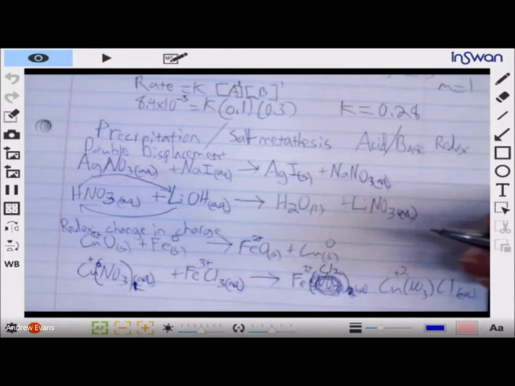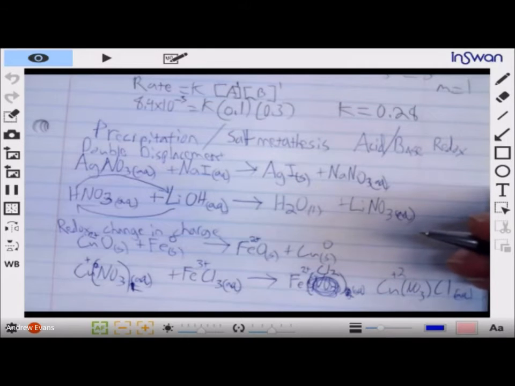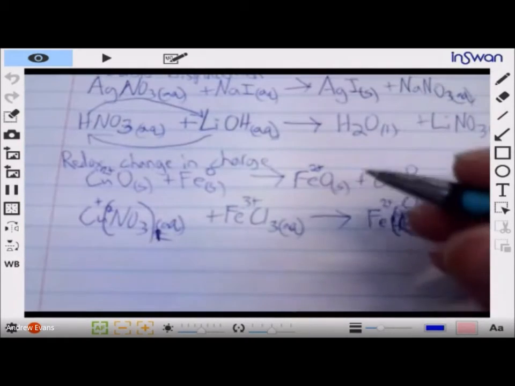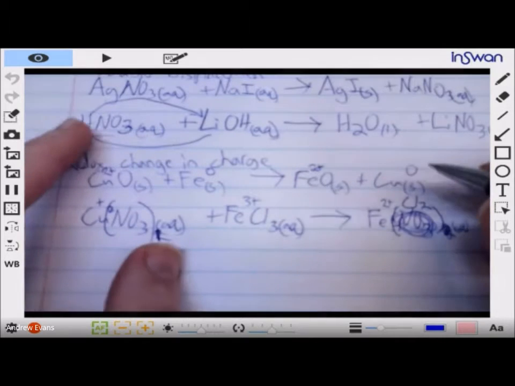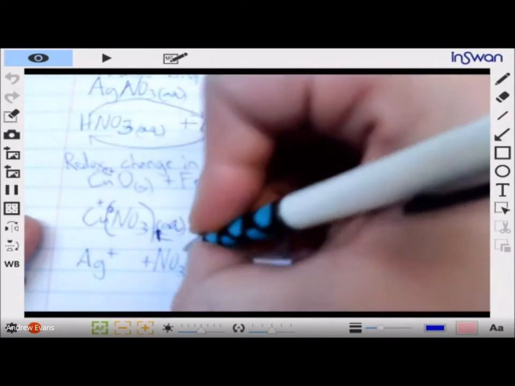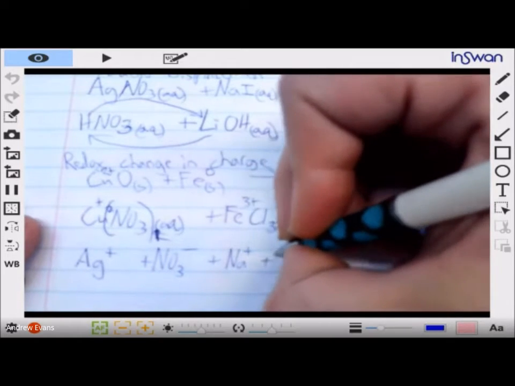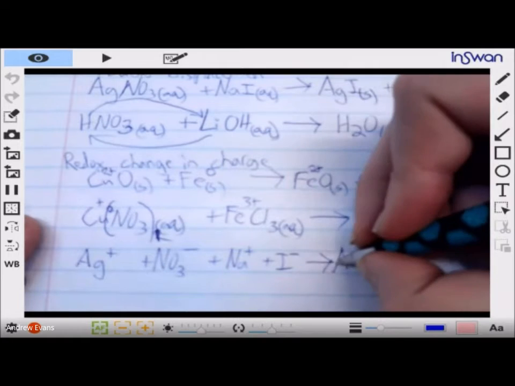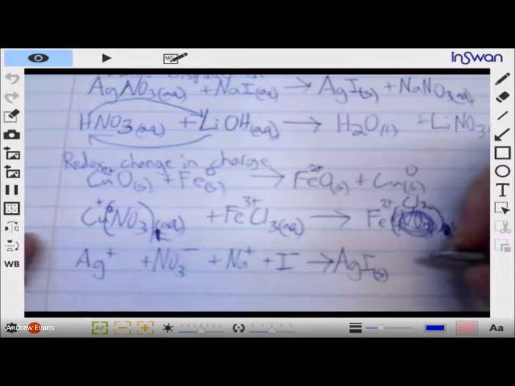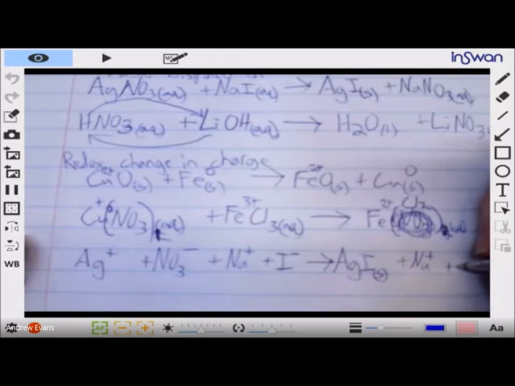One of the big things here is in a net ionic equation, anything aqueous gets broken apart, and things that are aqueous and what are called spectator ions get canceled out. In the case of silver nitrate, we break that down: silver plus, nitrate minus, Na plus, and iodide minus goes to silver iodide solid. Solids don't break apart in a net ionic equation. And then we have Na plus and NO3 minus.